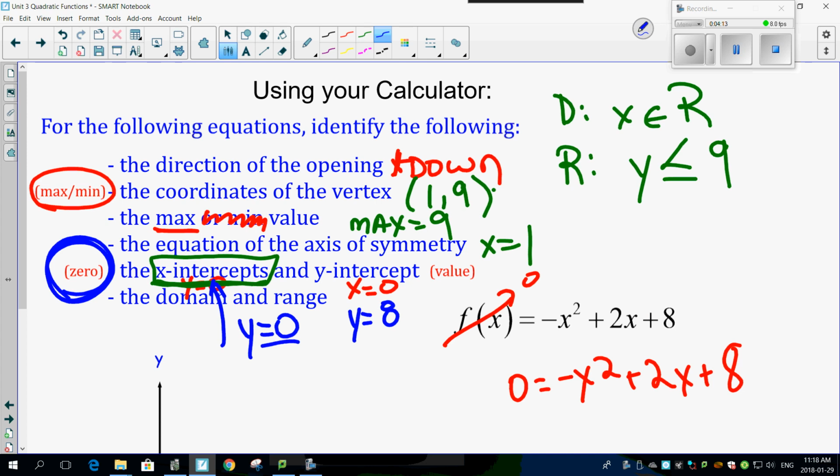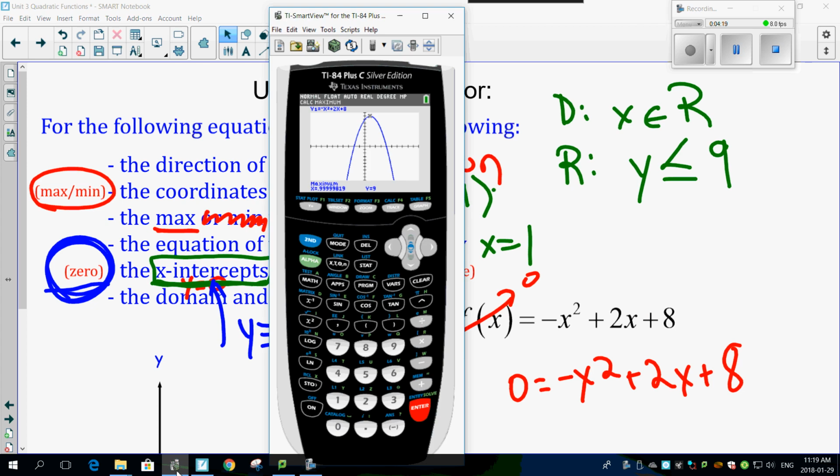So find where it is 0. That's how you do it. Okay, so here comes our calculator. Let's go to second, let's go to calc, and sure enough, number 2 is 0. Awesome. So let's go right to 2, and look what it says.